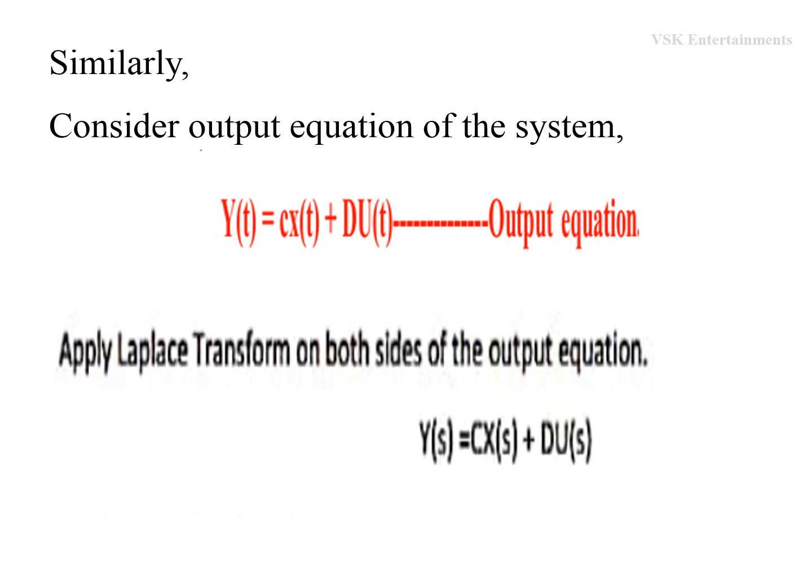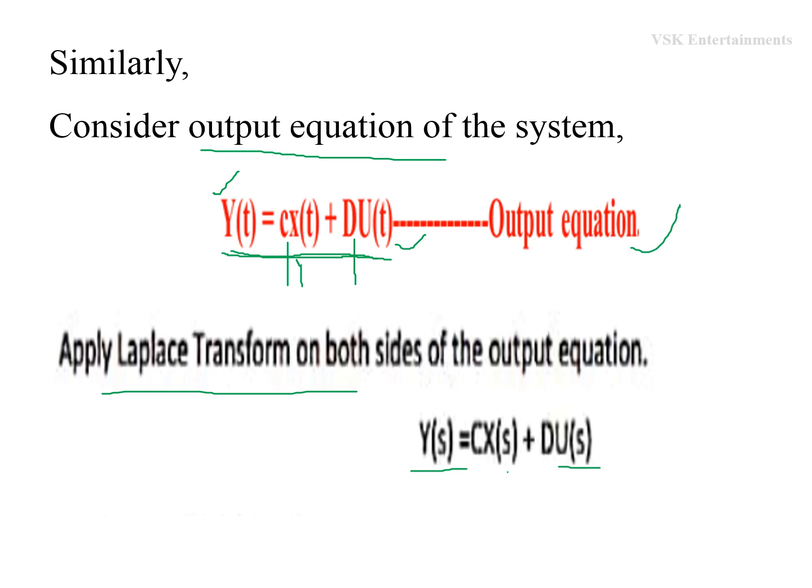Similarly, consider the output equation of the given system, that is, y of t is equal to C into x of t plus D into e of t. That is the output equation. For this equation also, apply the Laplace transform on both sides. By applying the Laplace transform on both sides, we get the Laplace transform of y of t, which is y of s, and C is the constant matrix, so C into the Laplace transform of x of t, which is x of s, plus again D is a constant, and the Laplace transform of e of t is e of s. This is the output equation after applying the Laplace transform.